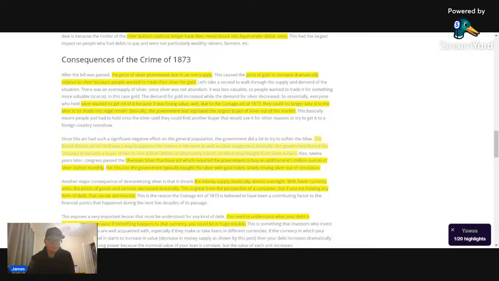So basically, people wanted to trade it for gold, right? So it created much more demand for gold and less for silver, because not many people wanted to get silver because it had lost that utility to become money. Lost that ability to become legal tender, I should say.